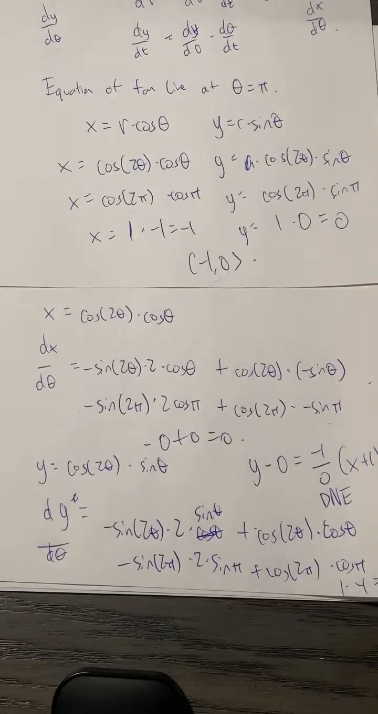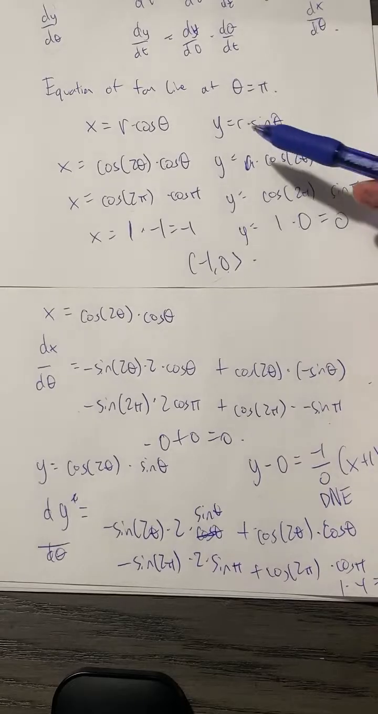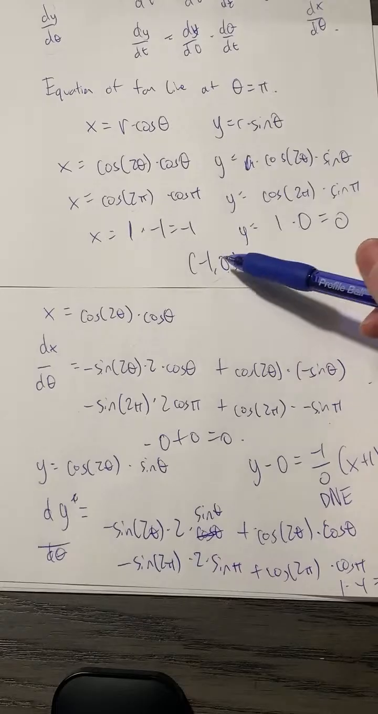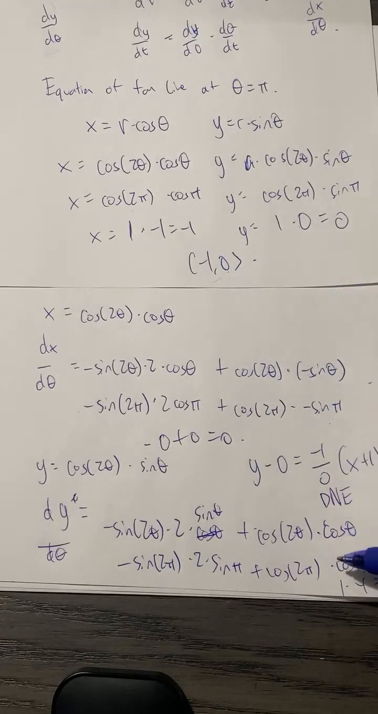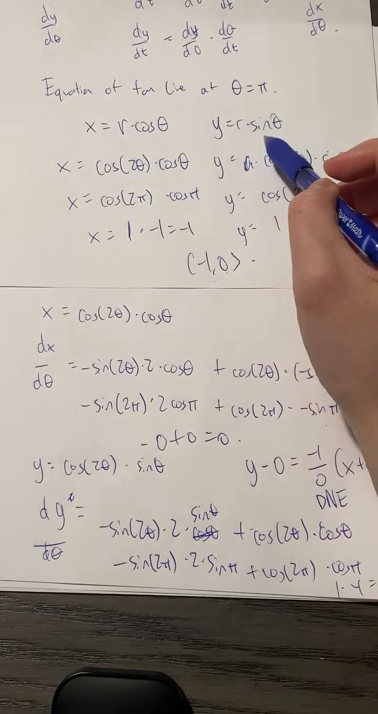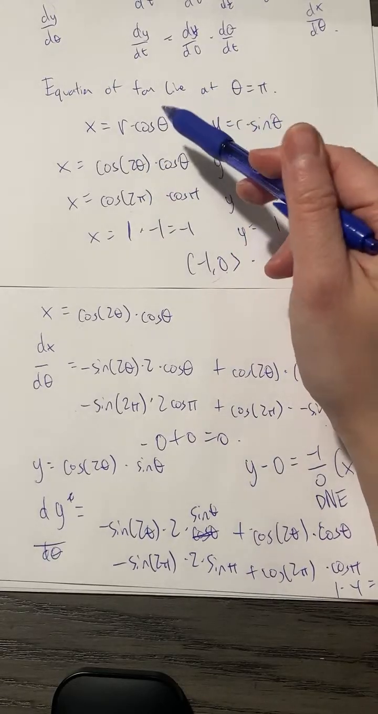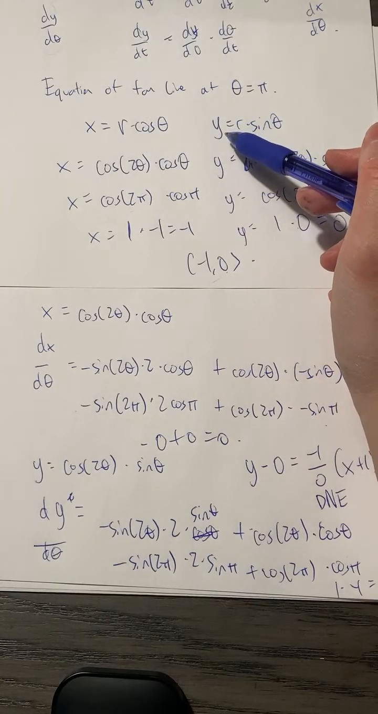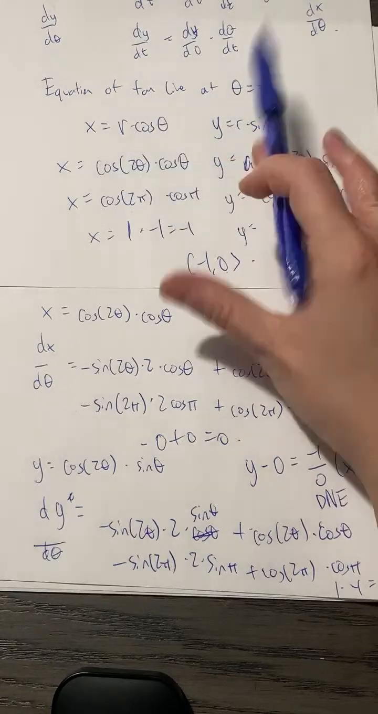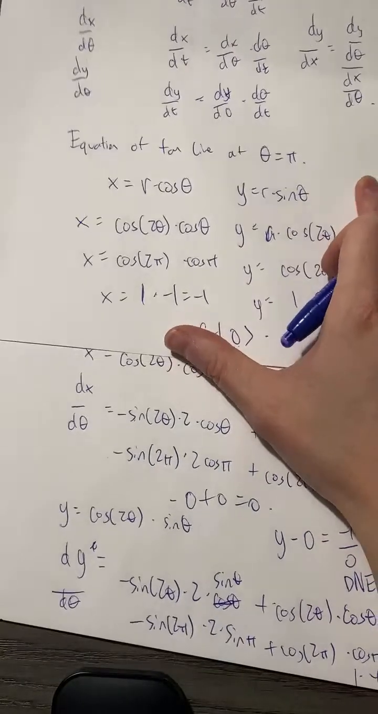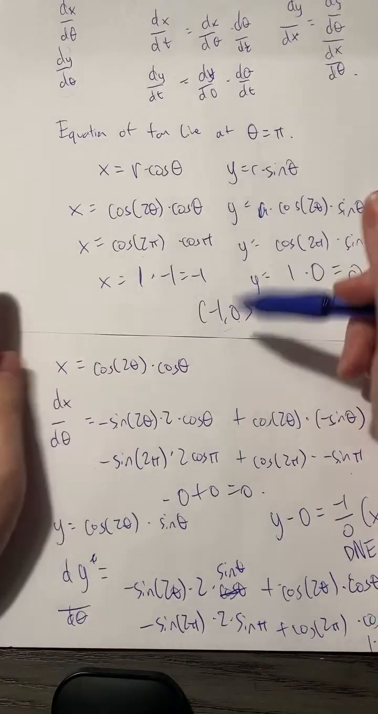So what did we do here? We're trying to do equation of the tangent line. In order to do equation of the tangent line, you need a point and you also need a slope. To find the point, we use the fact that x is equal to r cosine theta and y is equal to r sine theta. Once you write that, you want to replace the r with what it is. So r was cosine of 2 theta from the very beginning of the question. Once we did that, and we know our trig values, we were able to find the point.